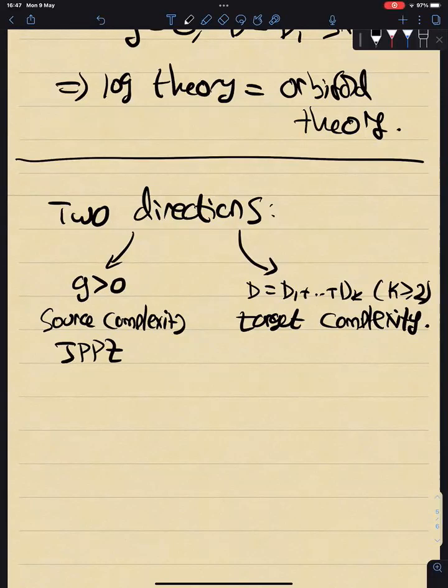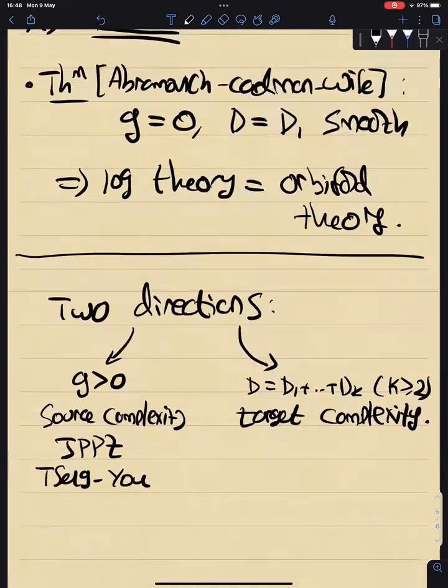Okay, so this is some form of this, and relatedly, Tseng and You combine this approach with the degeneration formula to prove pretty much the result that I've stated, but in higher genus. In this case, the orbifold theory no longer stabilizes as the parameter goes to infinity, but it becomes polynomial in the parameter, and the constant term equals the log theory. So this is the left-hand side.